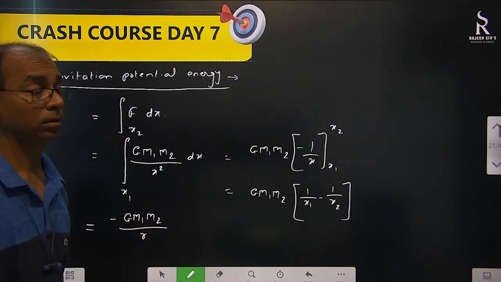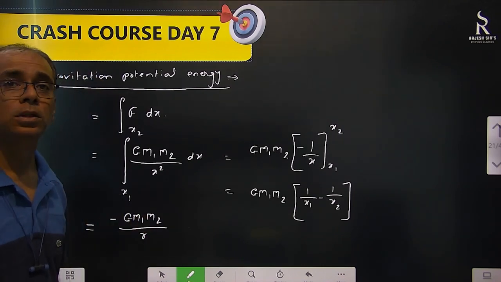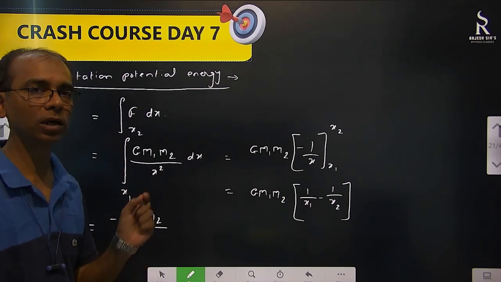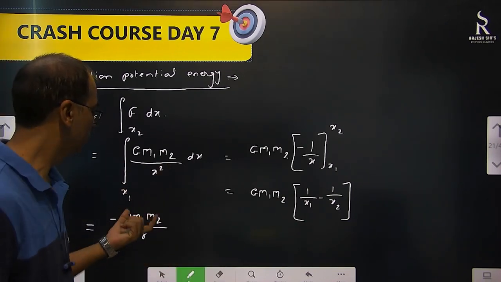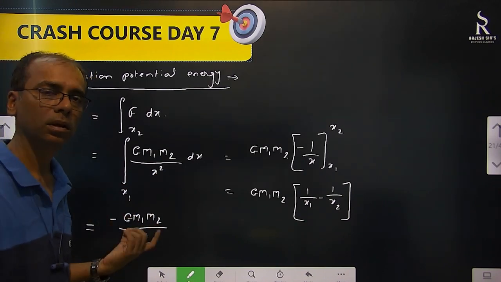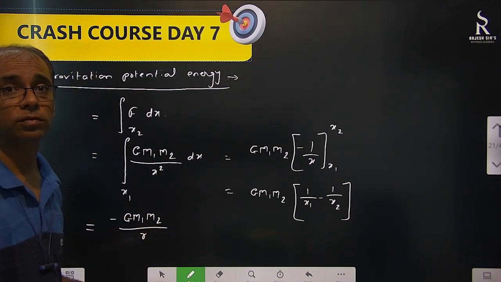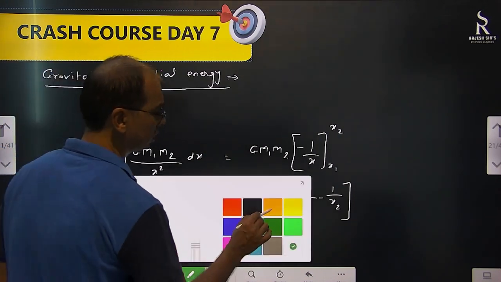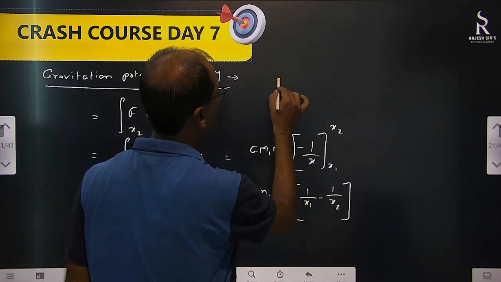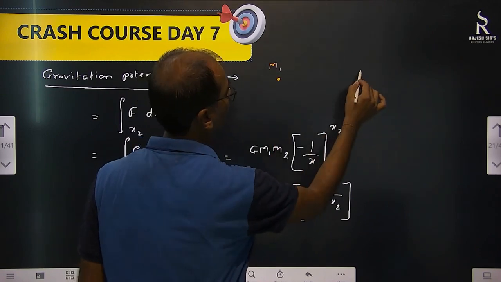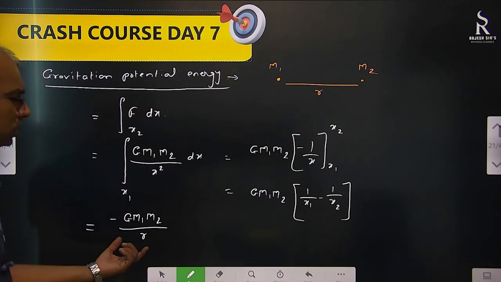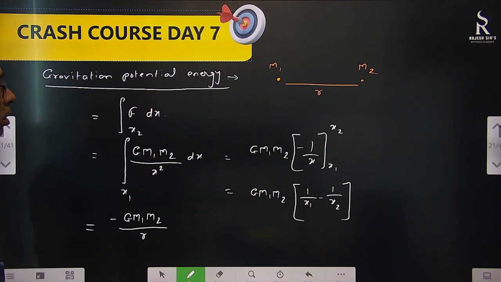Why negative? Because attraction force is there. So attraction force potential energy is always negative. And in electrostatics also, if you are taking one charge positive and the other charge negative, potential energy will be negative. Here also it comes negative because attraction force is there. So minus G m1 m2 by r. That means if there are two particles at a separation of r, then potential energy is this. Okay, clear? So remember the formula.